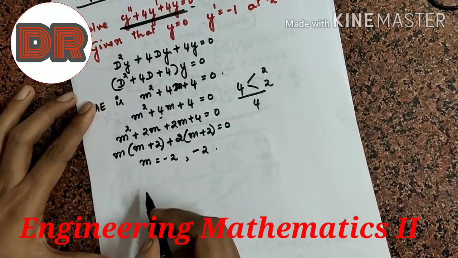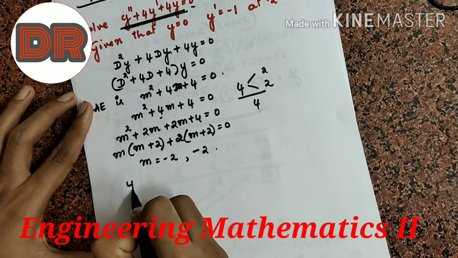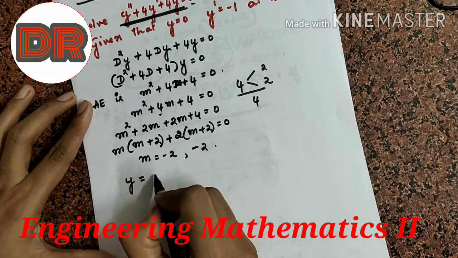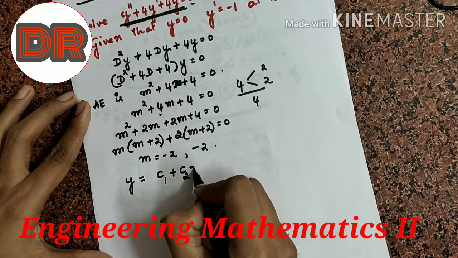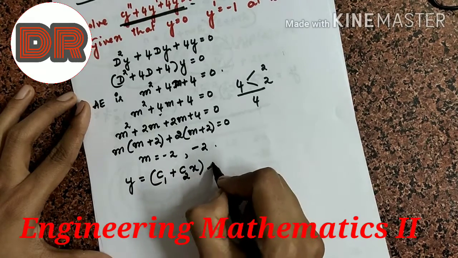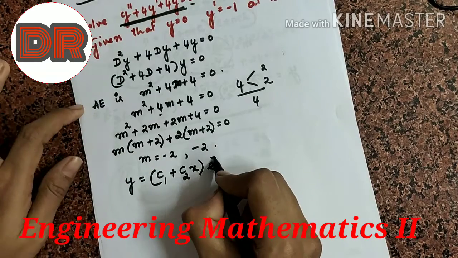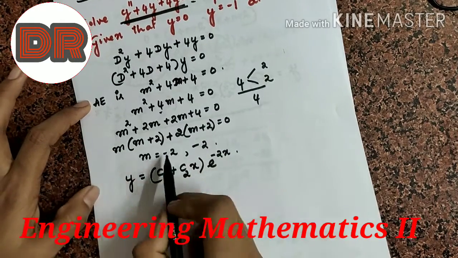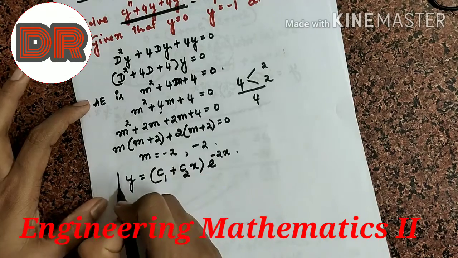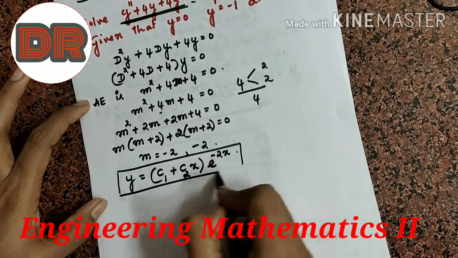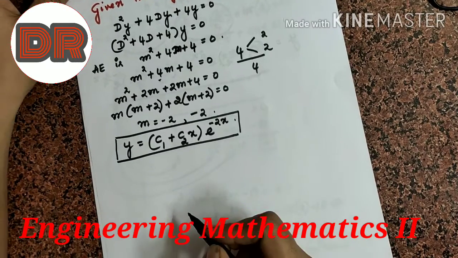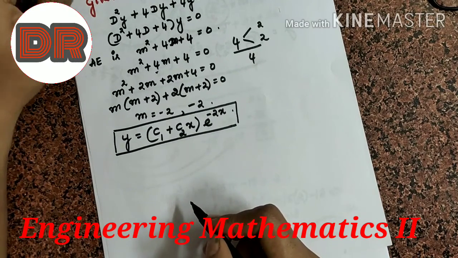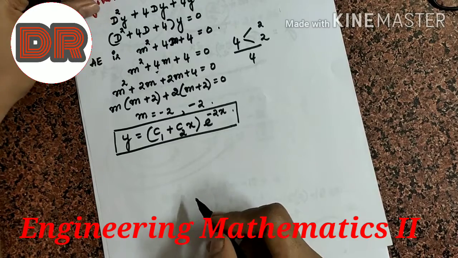So the solution, or the complementary function, y can be written as (c1 plus c2x) e to the power minus 2x. Since the root is minus 2 and it is repeated, we use this format for the solution. So this is the complementary function, or the solution of the equation. Now there are some conditions given, so let us find the particular solution of this.